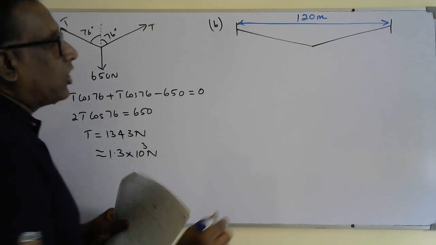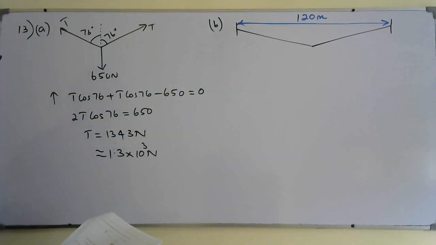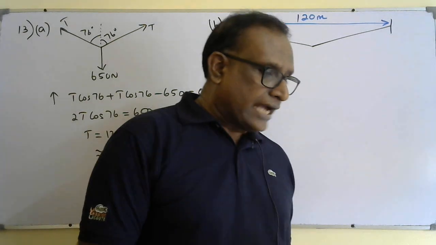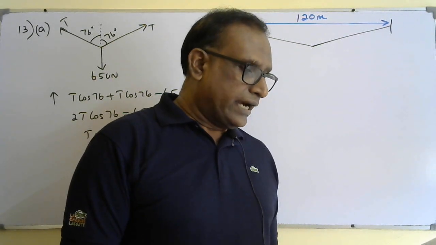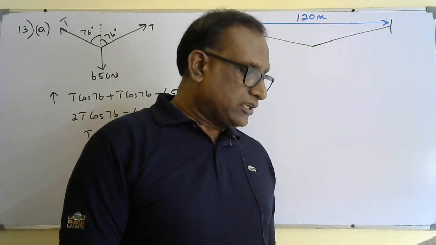The force acting on is the same as 650 Newton. The question is, the rope has an unstretched length of 120 meters as shown below. Determine the strain in the rope while it is supporting the weight of a climber. You may ignore the weight of the rope.